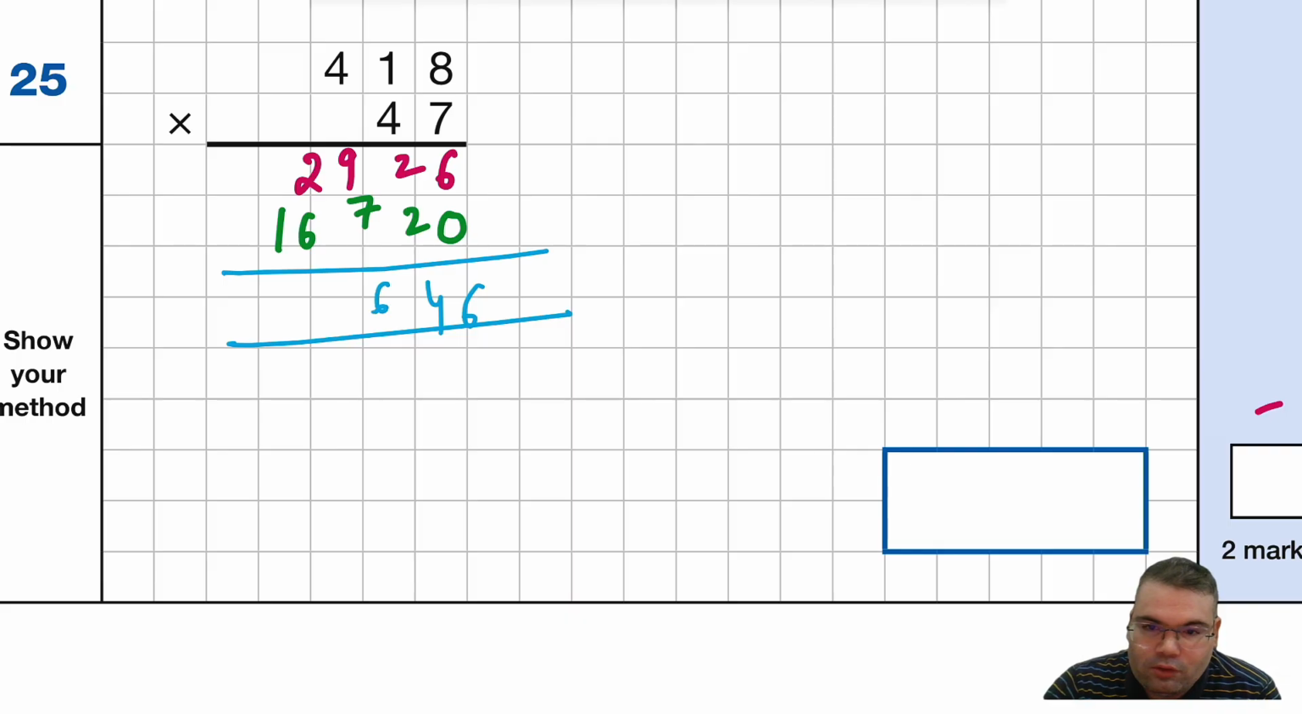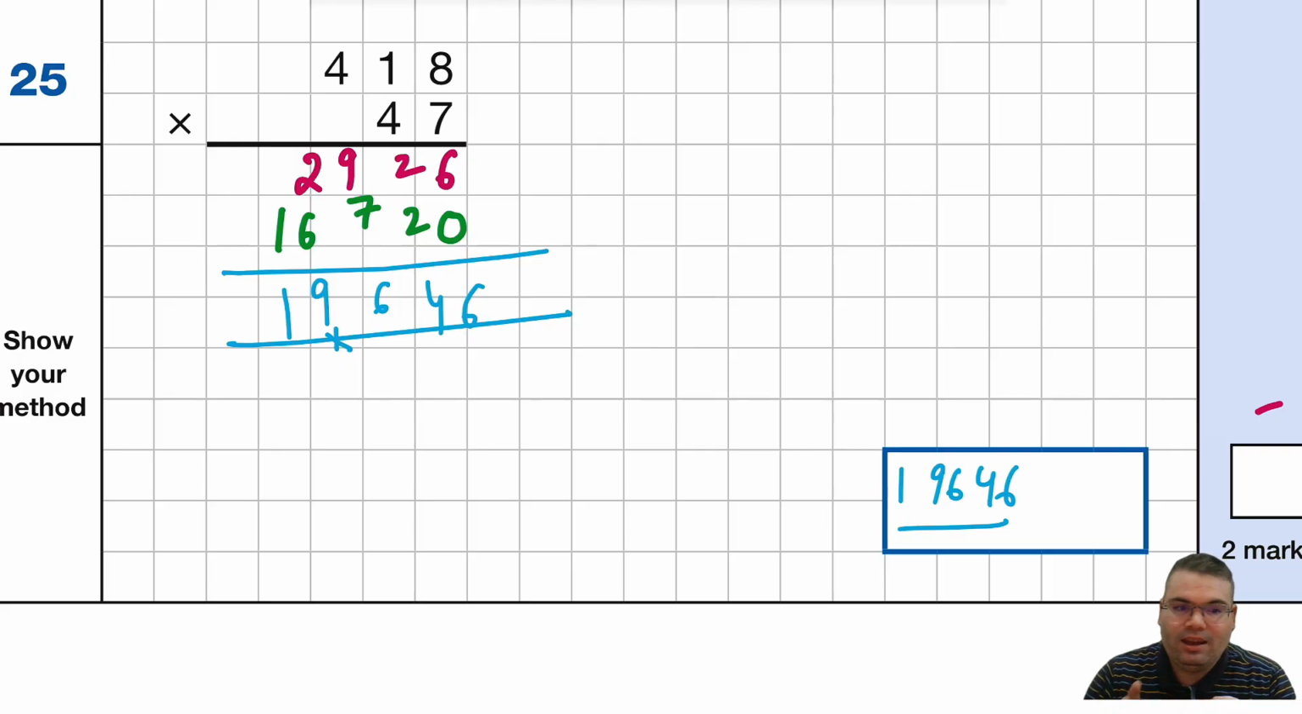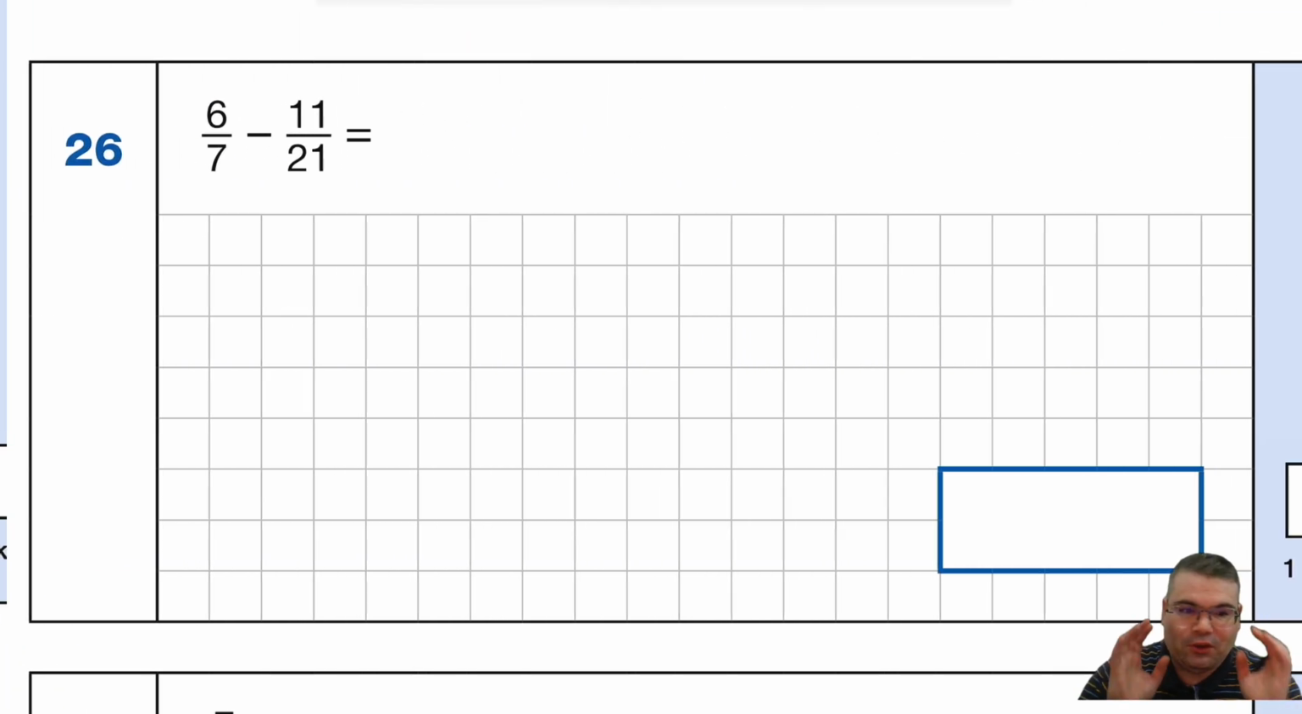So let's just write down 6 here and 1 here. 6 plus 2, 8 and 1, 9. So let's just write 9 here. So this is 1. So our final answer is 19646, right? You need to do it carefully. So this is the next question.